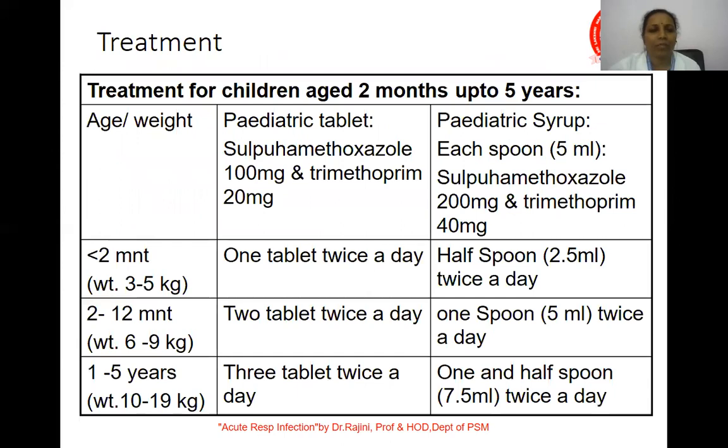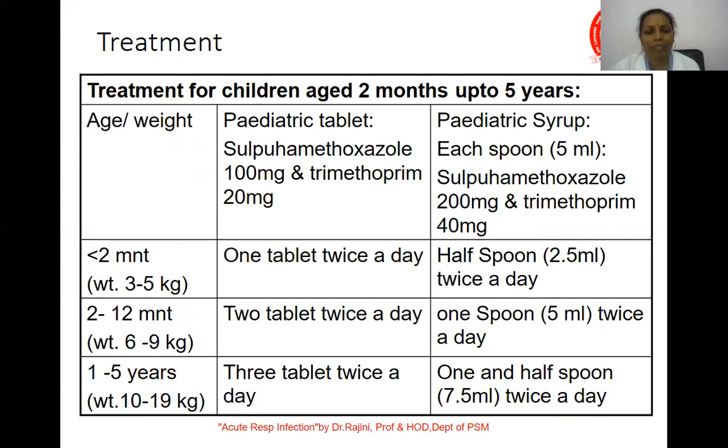What is the treatment protocol for children of 2 months to 5 years of age? We will give pediatric tablets depending upon their weight, that is sulfamethoxazole and trimethoprim. Pediatric syrup is also available, where each spoon of 5 ml contains sulfamethoxazole and trimethoprim. Less than 2 months, you give 1 tablet once a day. If you want syrup, half a spoon twice a day.